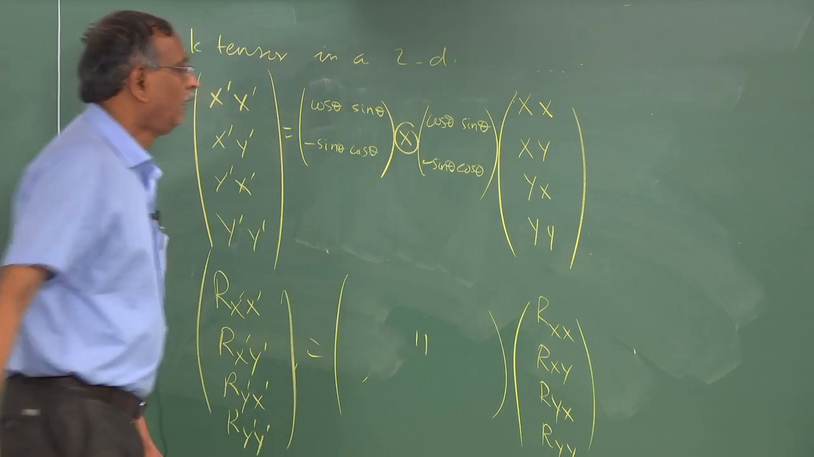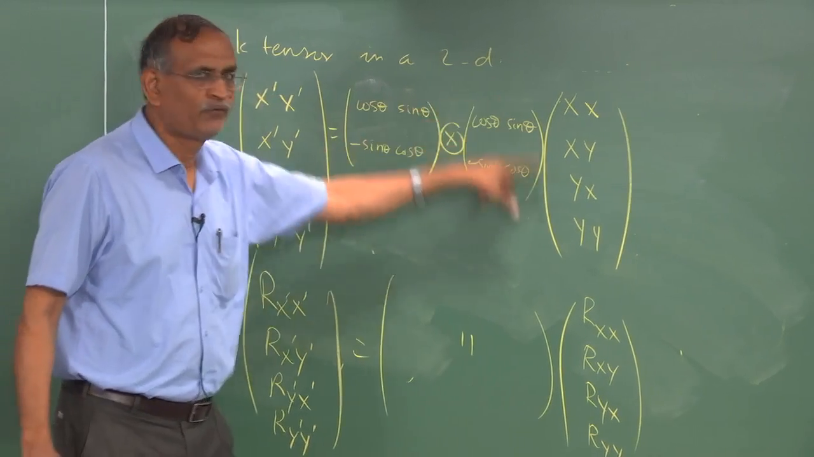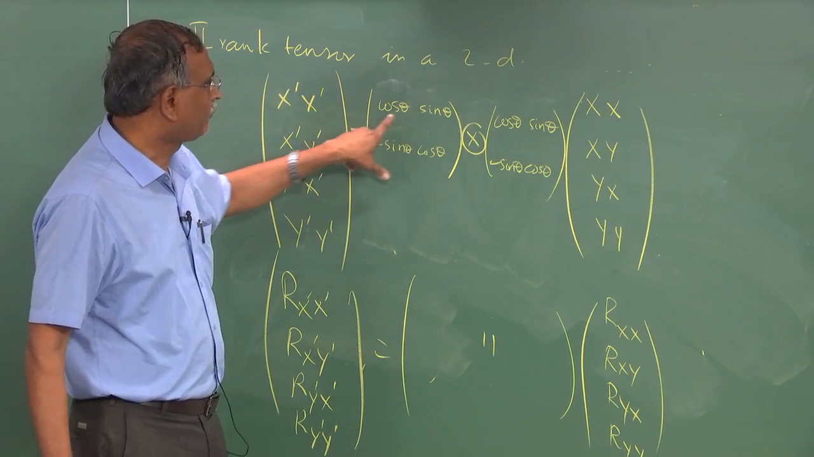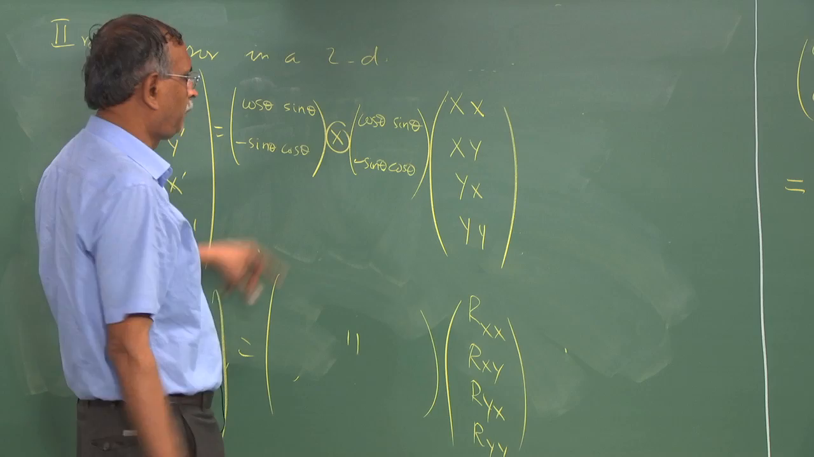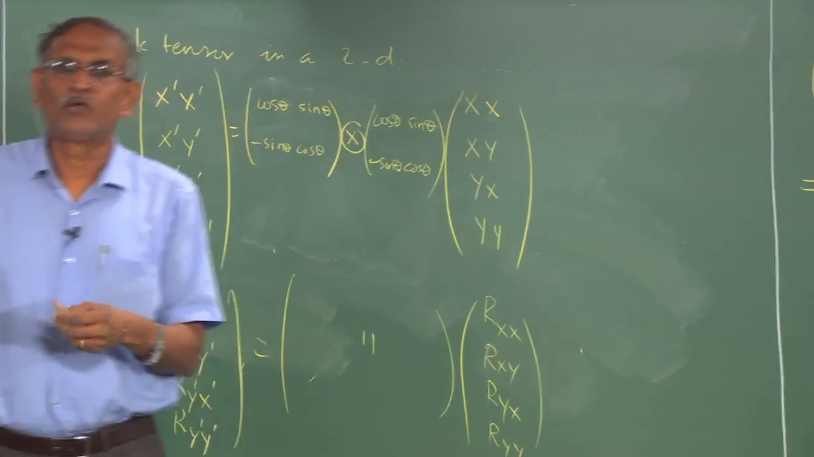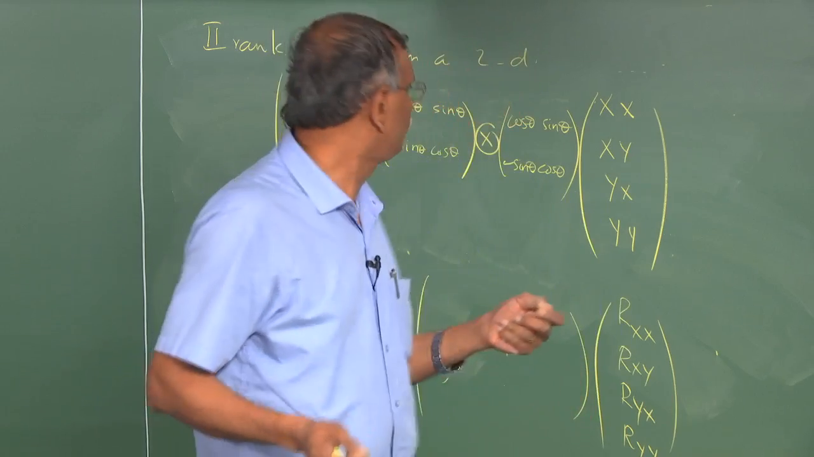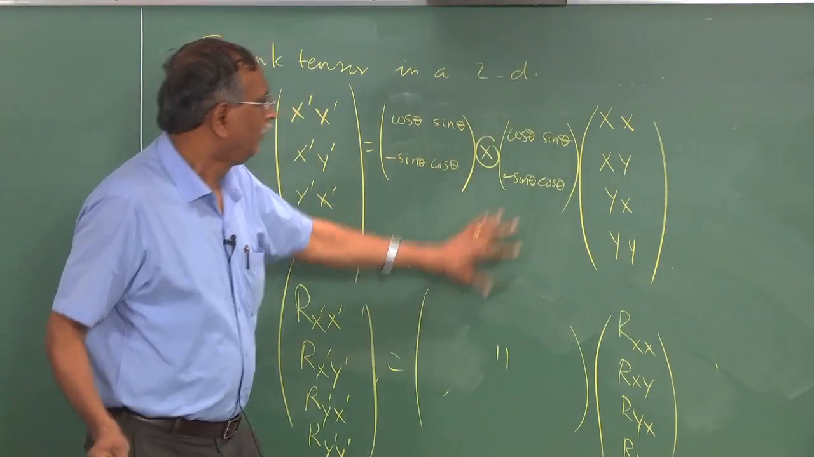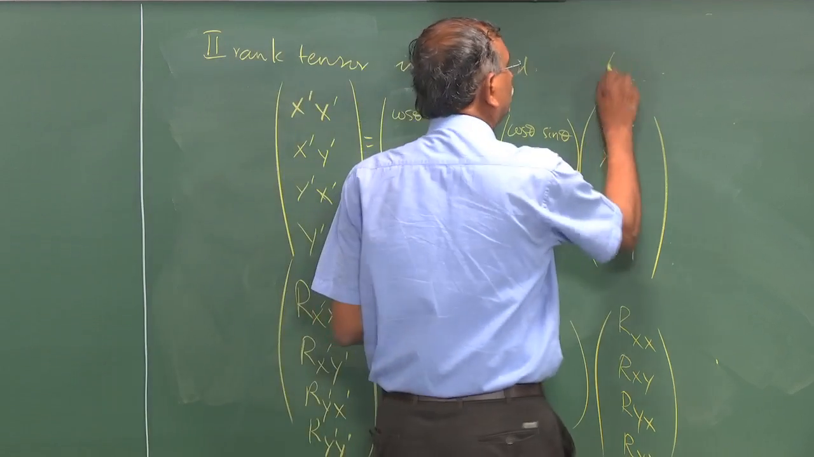Therefore, if you took the direct product of this, you will get a 4 by 4 matrix, of which the first square is cos theta multiplying all these 4 elements, the next is sin theta multiplying all the 4, minus sin theta multiplying. So that is known as the direct product of rotation matrices, and this direct product defines the components of a second rank tensor.